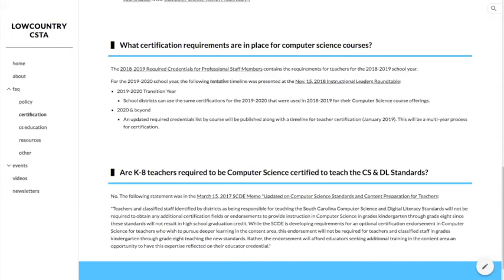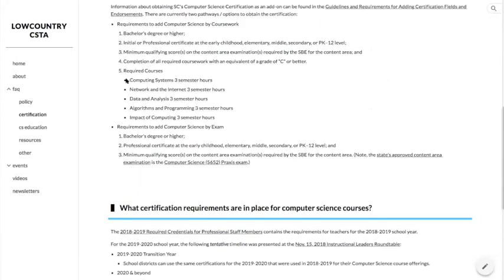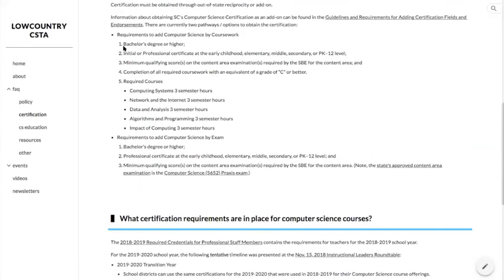And yes, Jody, your question is correct, and this is a very good point. If you do choose to complete the computer science add-on by coursework, you still have to take the praxis exam. Yes, you have to take the 15 credit hours plus the praxis exam. That is step 3. So either way, you have to take the praxis.